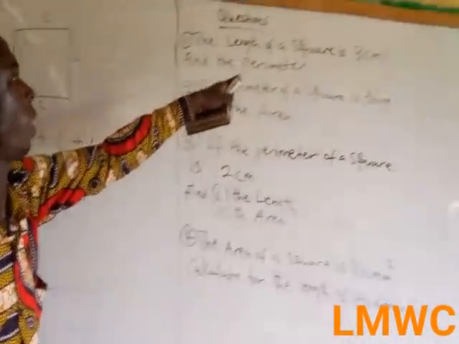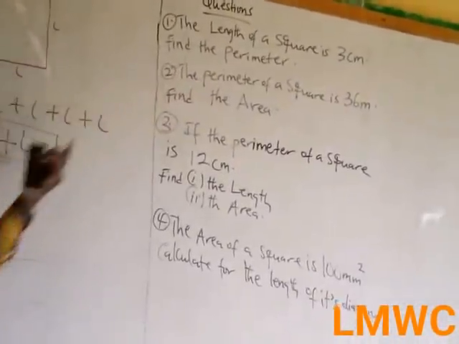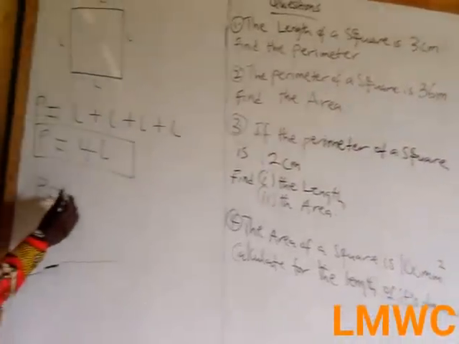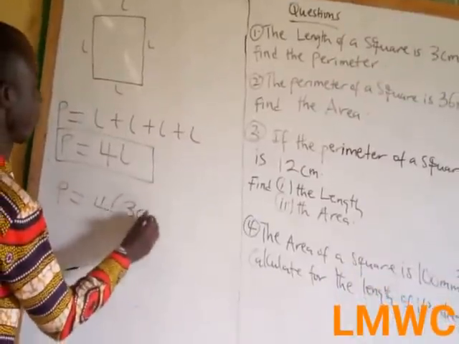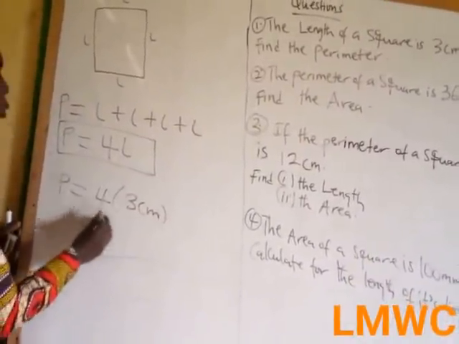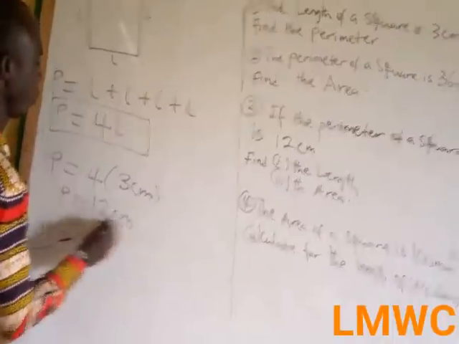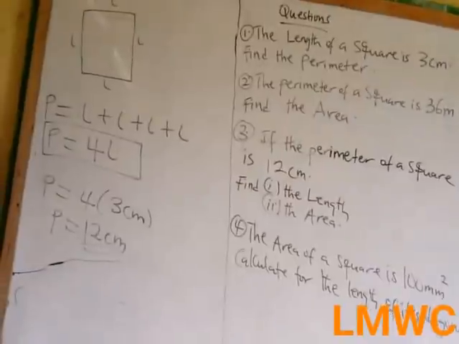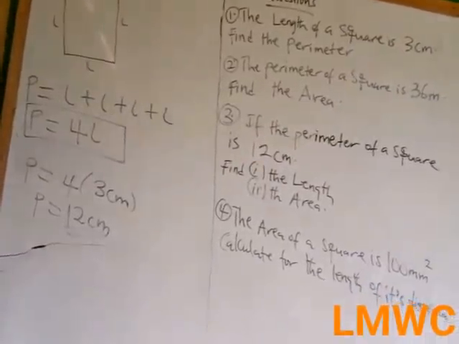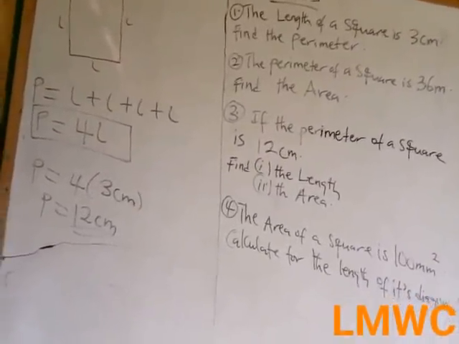So question 1. The length of a square is 3 centimeters. Find the perimeter. So perimeter becomes 4L. What is the length? L is 3 centimeters. So P is equal to 12 centimeters. We have this as our perimeter.